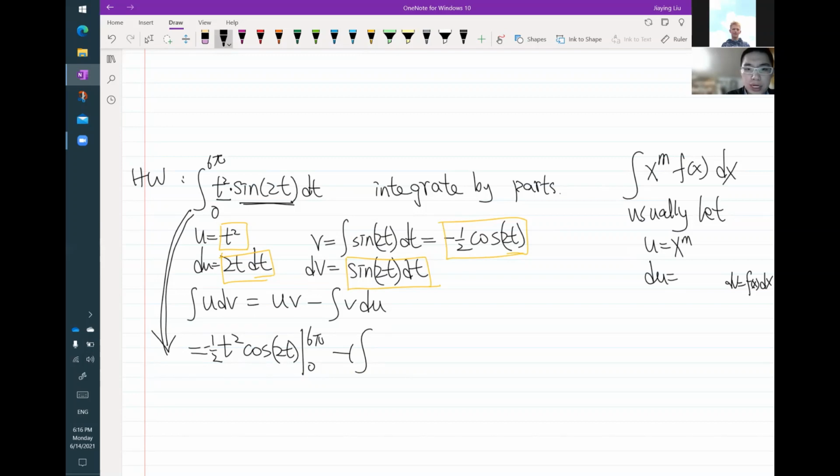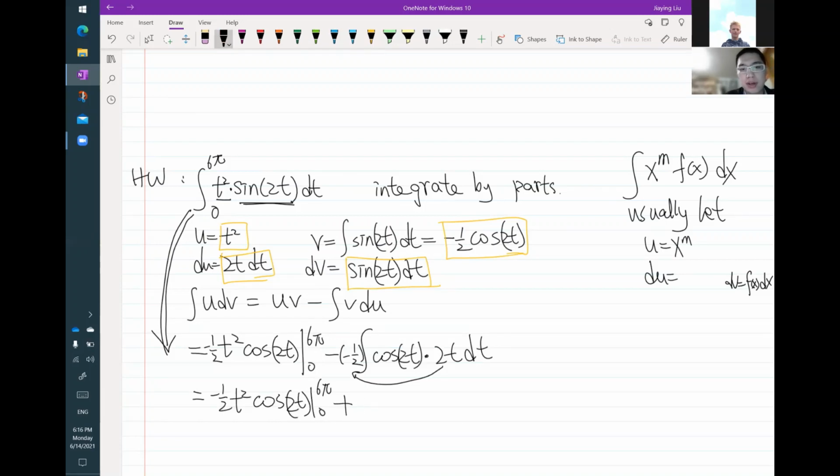v is negative 1/2, so I'm going to bring negative 1/2 in front of the integral, and then cosine 2t, and we still have du, which is 2t dt. Again, we can bring 2 in front of the integral, multiply with 1/2, and the two negatives become positive. So we get negative 1/2 t squared cosine 2t, evaluated from 0 to 6 pi, plus the integral of t cosine 2t dt.